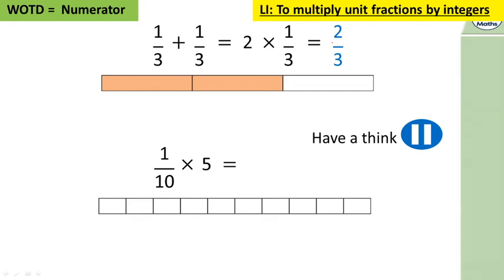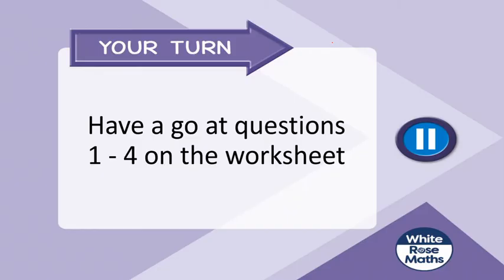Okay, so here we have 1/10 times 5, so 5 lots of 1/10. So what do you think the answer is going to be? Remember that it's just the whole number times the numerator. Okay, so we've got 5/10 there, 5 lots of 1/10. So the answer is 5/10, which is the same as a half, because 5 is half of 10. If you divide 5/10 by 5, because they're both in the 5 times table, you get 1/2. Right, so this is a great time to pause the video and have a go at the questions on the worksheet 1 to 4, or you can carry on listening if you want to listen to the end.